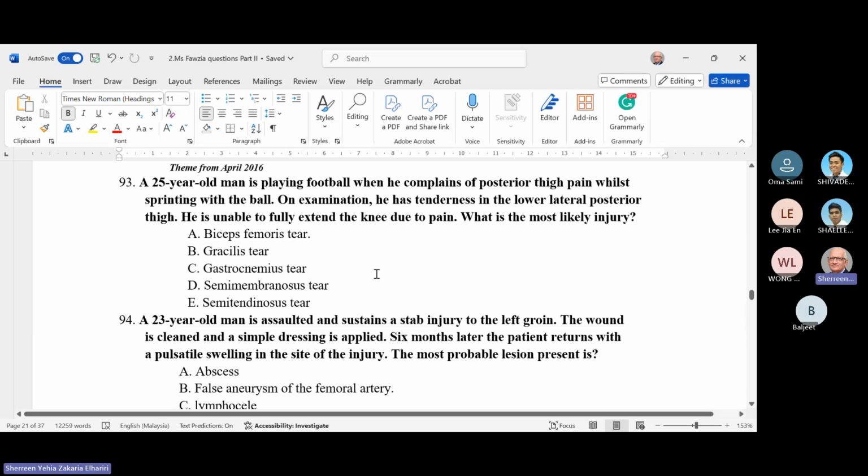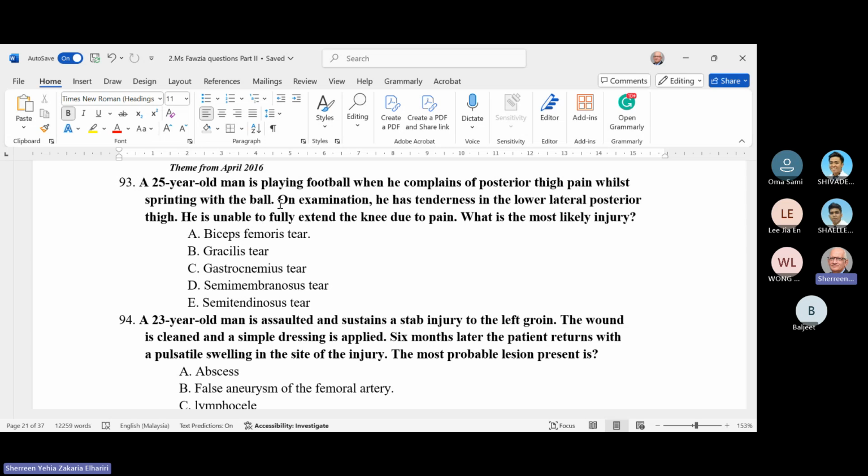Next question, 93. A 25 years old man is playing football when he complained of posterior thigh pain while sprinting with the ball. On examination, he has tenderness in the lower lateral posterior thigh. Lower lateral posterior thigh, so it is the area of popliteal fossa. He is unable to fully extend the knee due to pain. So what is the most likely injury?